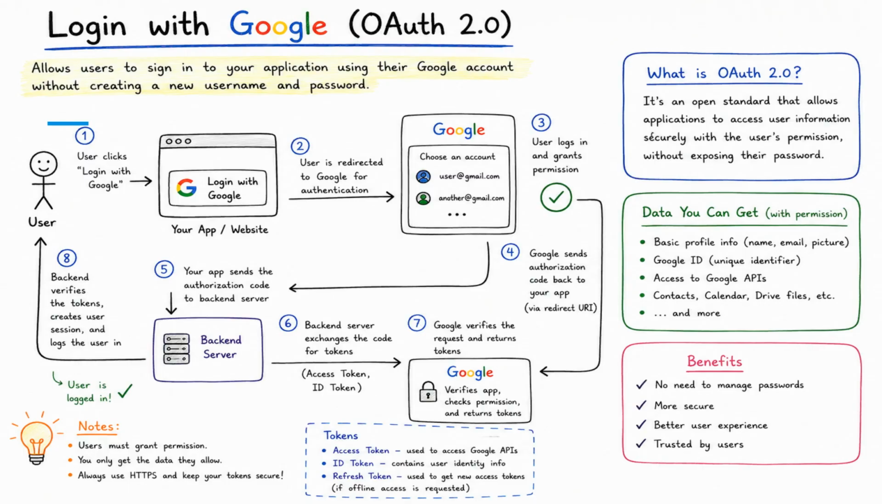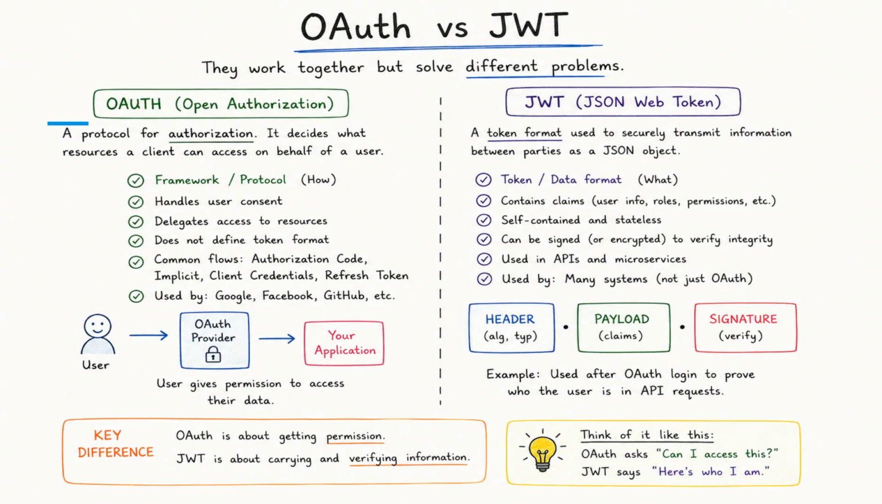One of the most common authentication methods you'll see today is login with Google. Instead of creating another username and password, users can securely sign in using their existing Google account. As shown in the diagram, the application redirects the user to Google, where they authenticate and grant permission. Google then returns an authorization code, which the backend exchanges for secure tokens. After validating those tokens, the application signs the user in. This approach improves security, simplifies the login experience, and allows users to share only the information they choose while keeping their Google password private.